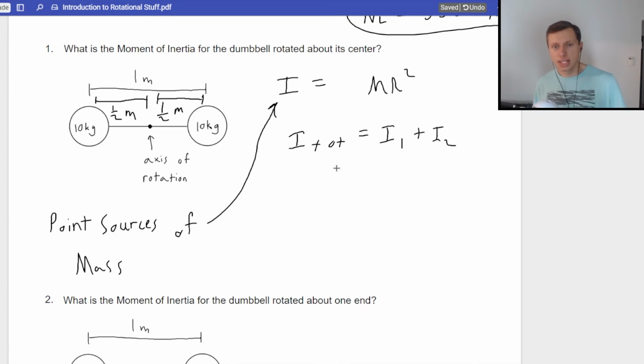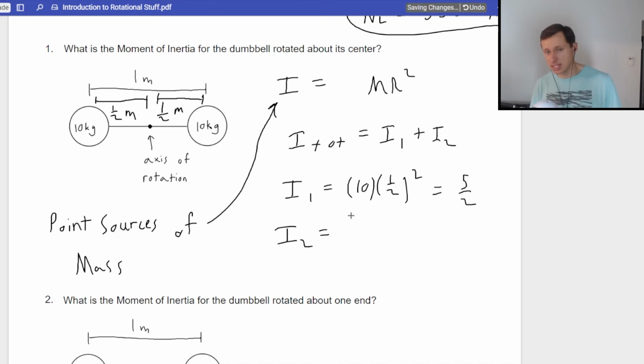Which means my individual moments of inertia, like I1, is going to be m, mass is 10, radius, which is the distance to the axis of rotation, so 1/2, and I'm not going to say m because that's just the units, so 1/2 squared, which is like 1/4, we're going to get 5/2 as our moment of inertia I1. Again, I2 is going to be the exact same thing because the mass is 10, distance is 1/2, you square it, you're going to get 5/2. I total is going to be 5/2 plus 5/2. We get a total moment of inertia of 5.